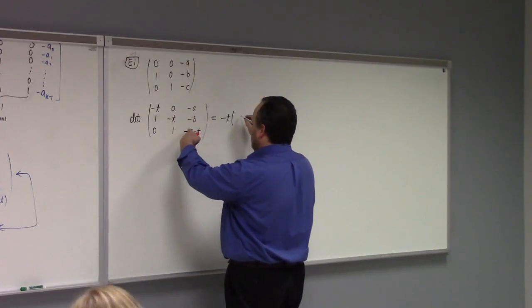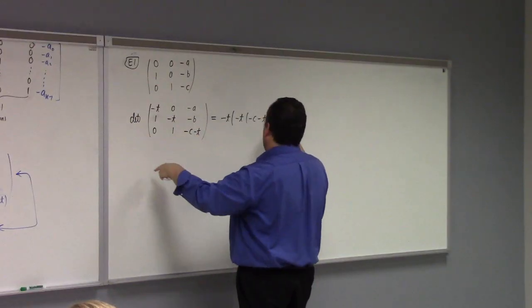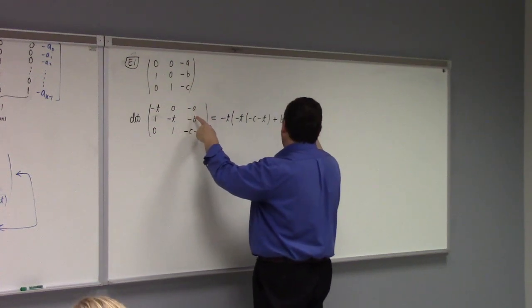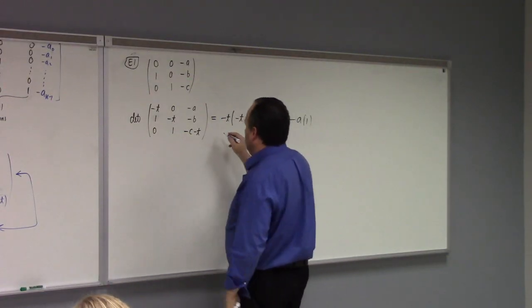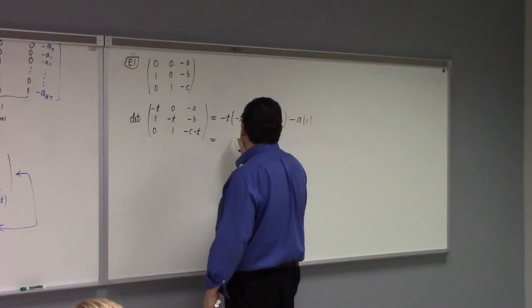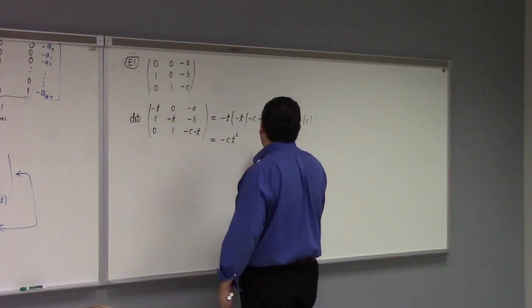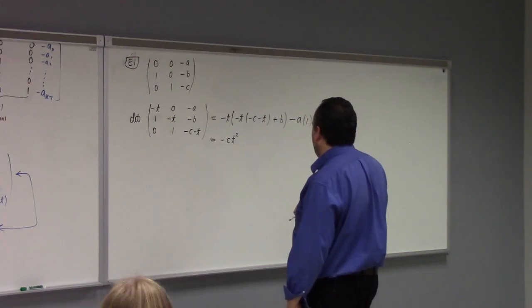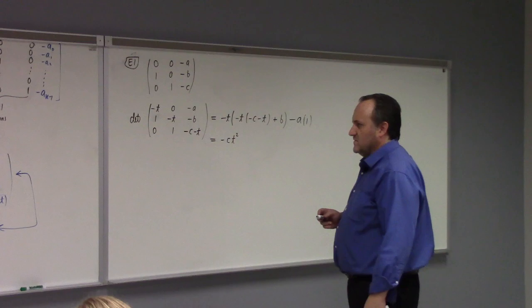This guy, right? So minus t times minus c minus t plus b. And then over here, minus a times 1, which is, goodness gracious, minus c t squared. Man, I have messed something up here, guys.